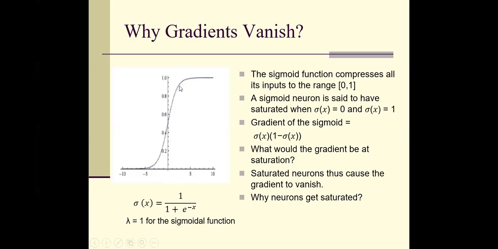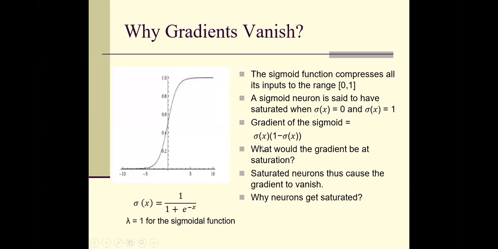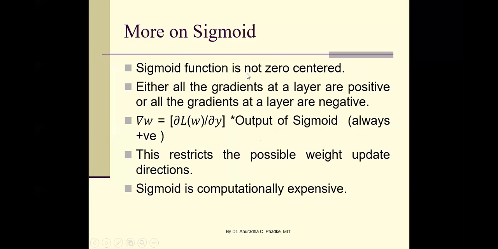Okay. So when we are using sigmoidal function, there are these drawbacks. It is not zero centered. Weight updation direction is restricted, and it is computationally expensive, and it can lead to vanishing gradient problem if your net output is very high or very low. Okay, so that's why we can think of some other function for avoiding this vanishing gradient problem.